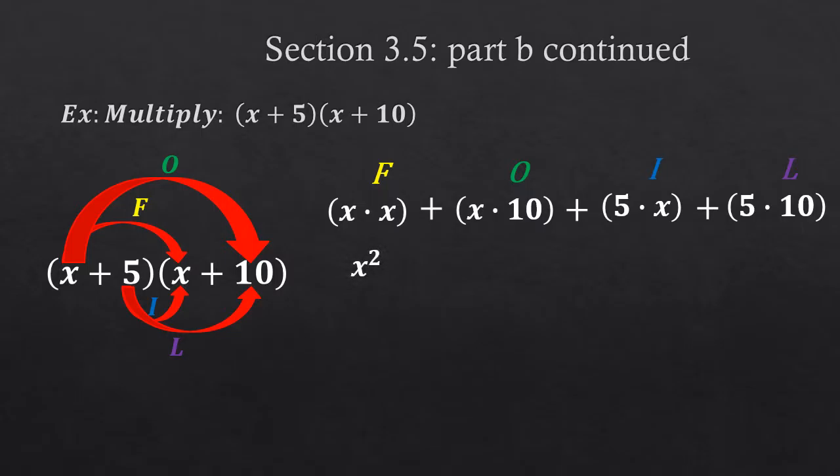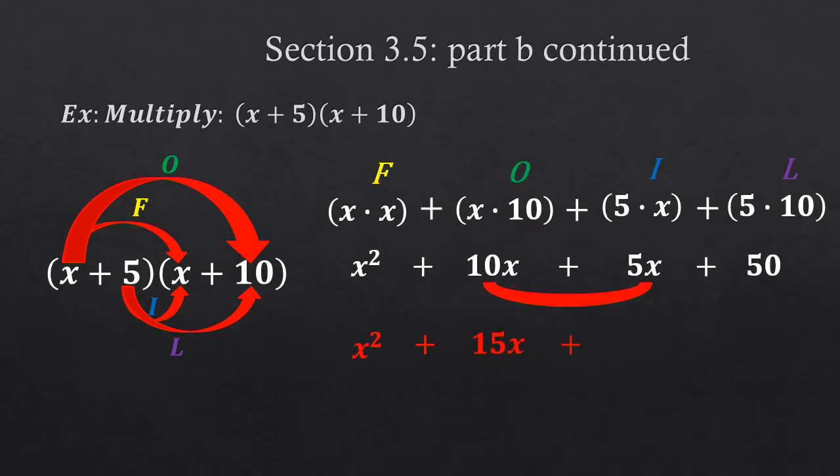So x times x is x to the second, plus x times 10 is 10x, plus 5 times x is 5x, plus 5 times 10 is 50. Now, when doing the FOIL method, the two innermost terms will always be like terms. Therefore, they will always be combined together based on their signs. So both the 10x and 5x are positive, same signs, add and keep the common sign. So my final result here would be x to the second plus 15x plus 50.